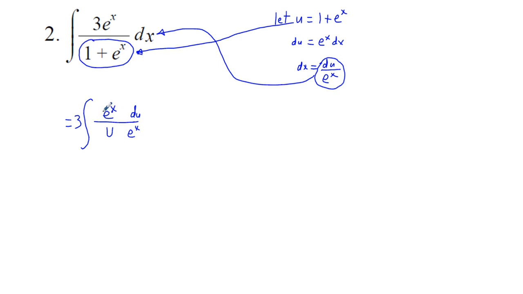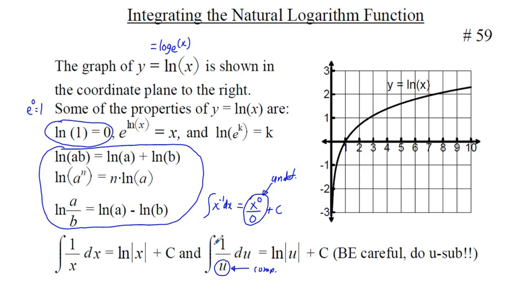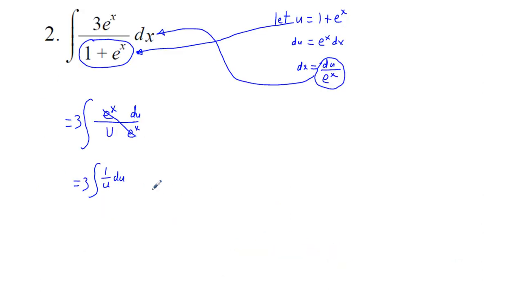What happens here? Well, we have a cancellation. And so continuing to work below, we have 3 times the integral of 1 over u du. And that brings us back to this thing right here in the last line. Working now to the right, we have 3 natural logarithm of u plus c.